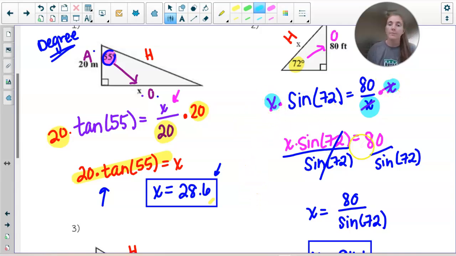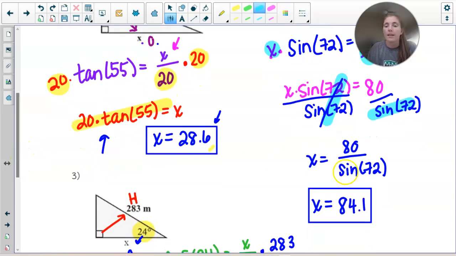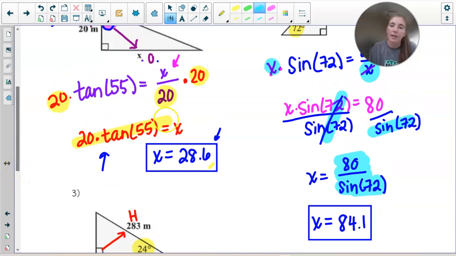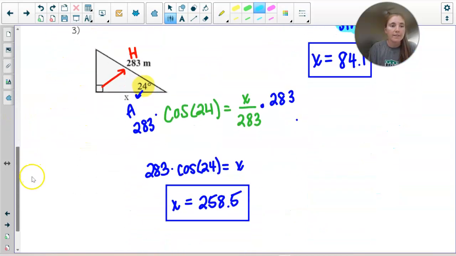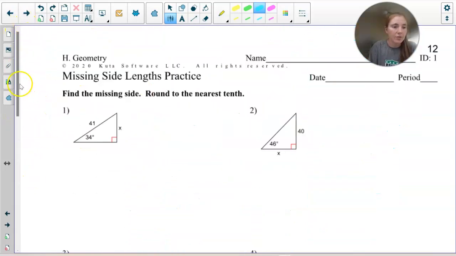You multiply both sides by x to get it out of the denominator, then you divide both sides by your trig function to get something that you can type into your calculator. So once it's solved for x, it looks like 80 divided by the sine of 72. So remember, if x is in the denominator, you will always end up dividing by the trig function to get your final answer. Right? Let's look at one more example together on the next page.